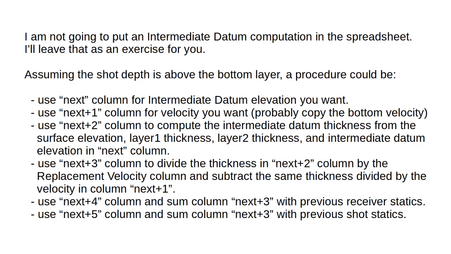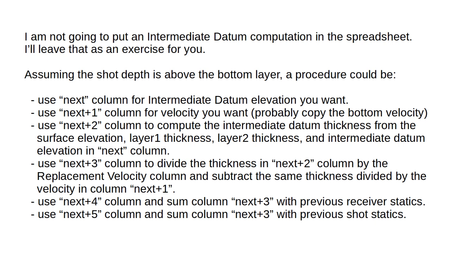I'm not going to put an intermediate datum computation in the spreadsheet. I'll leave that as an exercise for you. Assuming the shot depth is above the bottom layer, a procedure could be: use next column for the intermediate datum elevation you want. Use next plus one column for the velocity you want, probably just a copy of the bottom velocity. Use next plus two column to compute the intermediate datum thickness from the surface elevation, layer 1 thickness, layer 2 thickness, and the intermediate datum elevation that you put in the next column.